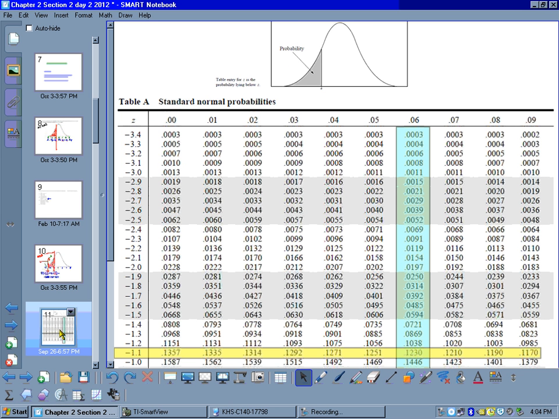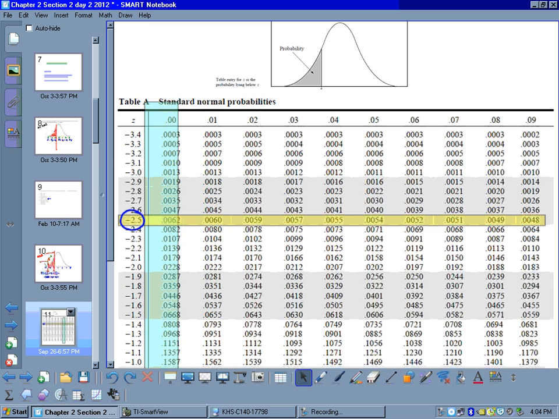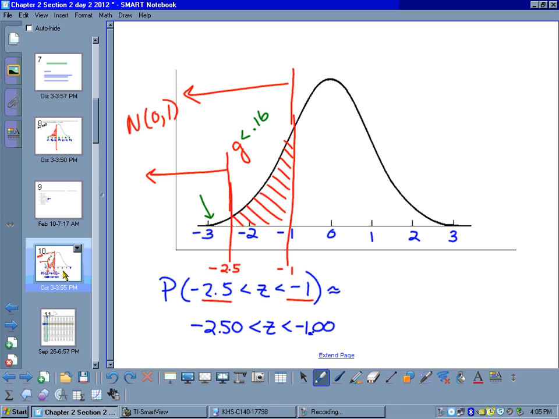The negatives are on the front page of the table. So negative 2.5 is this value right here. And the second decimal place, that puts together negative 2.50, and I'm looking at 0.0062. So coming back to my problem, I know that from here down is 0.0062. Now I'll look up negative 1.